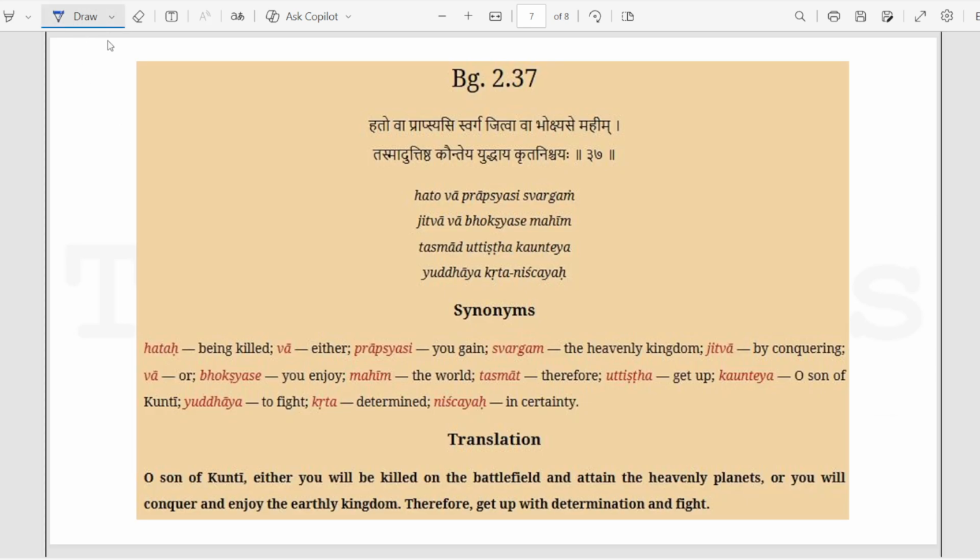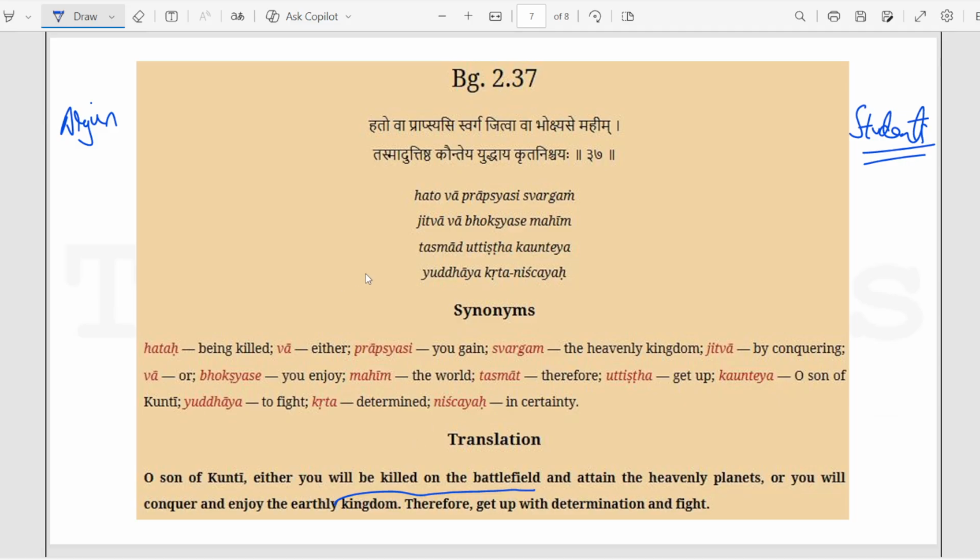Now, continuing with what Krishna is telling Arjun regarding standing up again on the battlefield, and to the students about sitting down with firm conviction and confidence in the examination. Sounds brutal, right? Either you will be killed on the battlefield and attain heavenly planets, or you will conquer and enjoy the earthly kingdom.